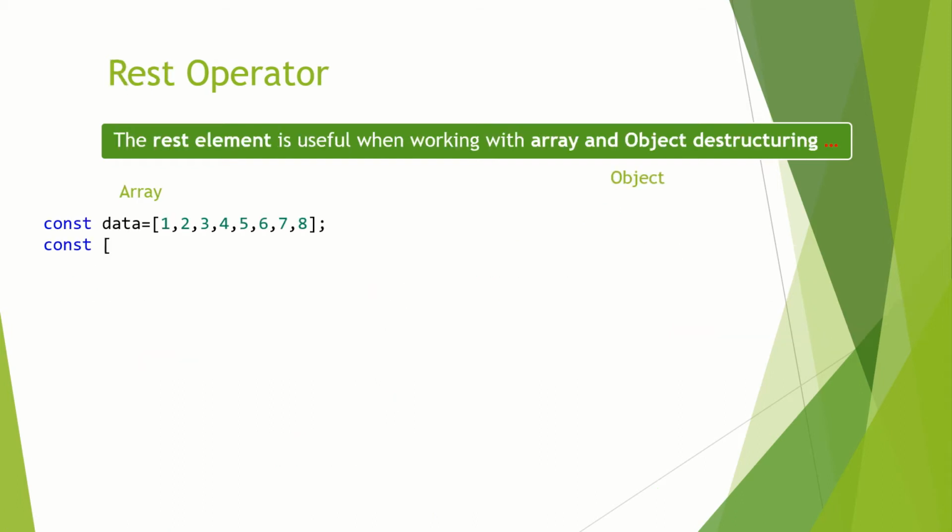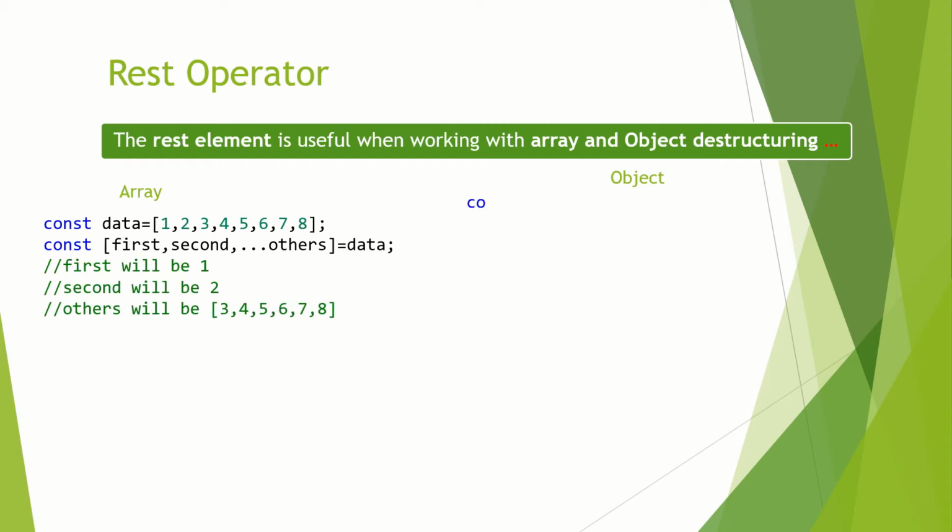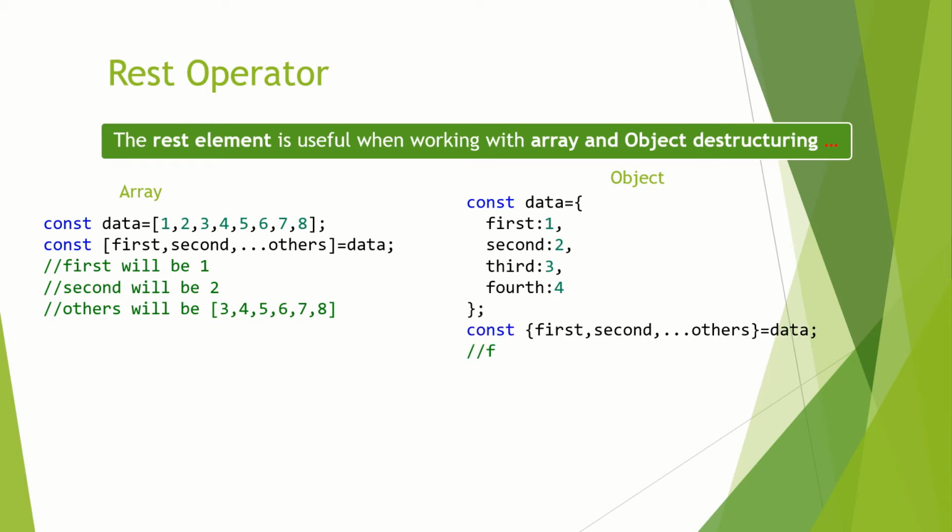Now let's understand the rest operator. The rest operator is useful when working with array and object destructuring. Let's understand by example. Here in this example I have created one array with the values 1 to 8. Now I am creating three different variables from the one array using the rest operator. See here, I have declared variables first, second, and using the rest operator I want to give the other values to the others variable.